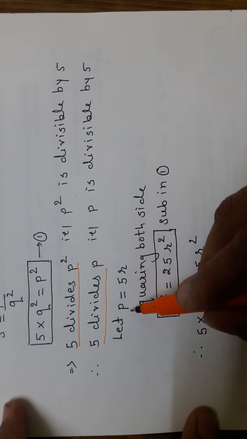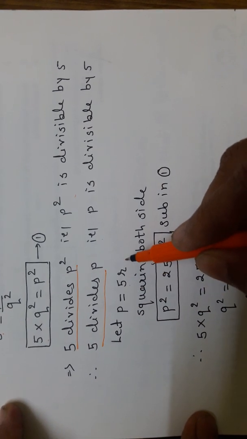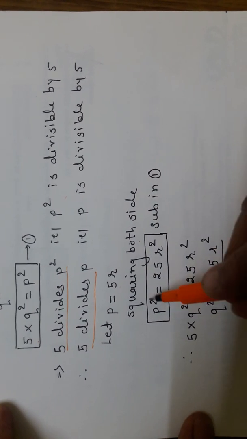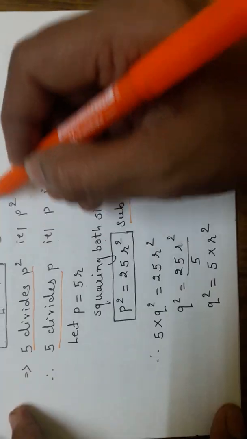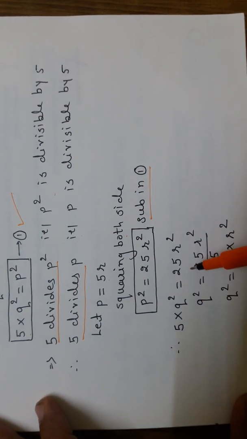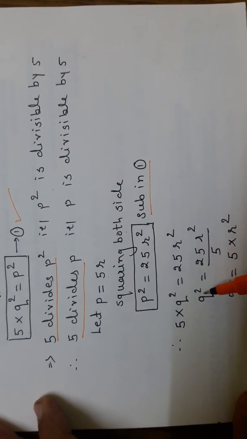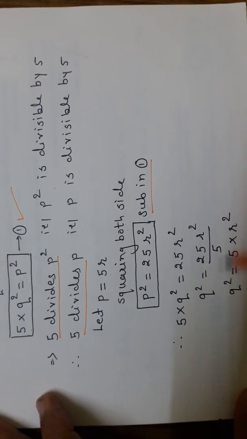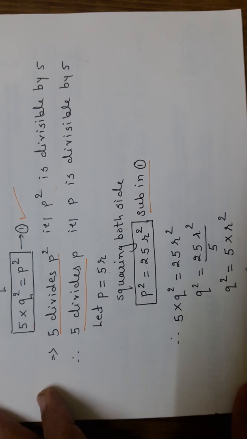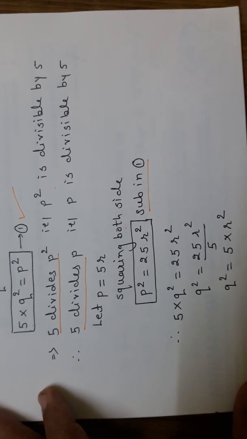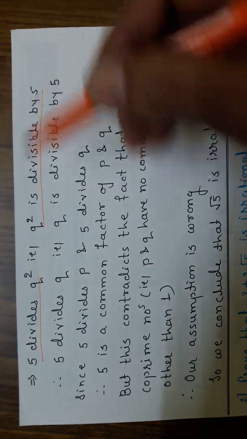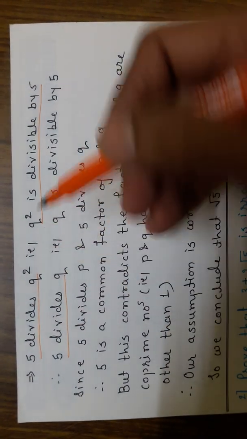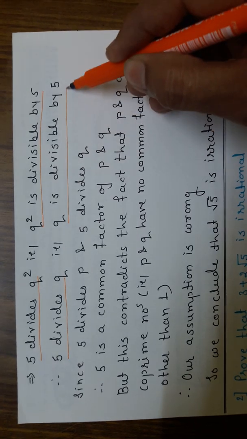Now we will take the value of p as 5r. Squaring both sides, p square is equal to 25r square. Substitute this value in equation 1. 5 into q square is equal to 25r square. q square is equal to 25r square divided by 5. This 5 will go to the right hand side in division. q square is equal to 5 into r square. From this we write 5 divides q square, that is q square is divisible by 5. 5 divides q, that is q is divisible by 5.